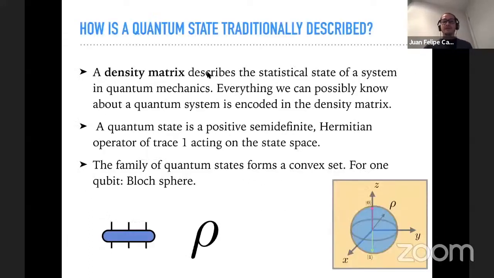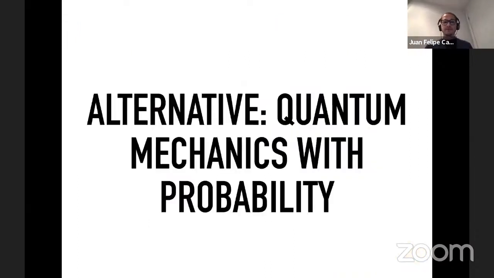So how is a quantum state traditionally described? It's described through a matrix called a density matrix, which describes the statistical state of a system in quantum mechanics. So everything we can possibly know about a quantum system is encoded in this matrix. It's a positive semi-definite Hermitian operator of trace 1 and acts on this gigantic Hilbert space. And this family of density matrices forms a convex set. For one qubit it's this well-known Bloch sphere, and that's the traditional view, right? I'm going to introduce a different view, which is quantum mechanics just using probability.